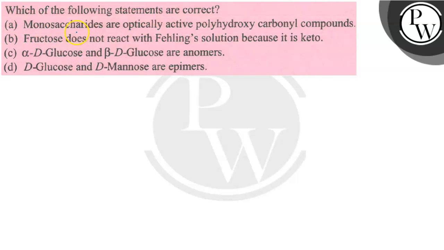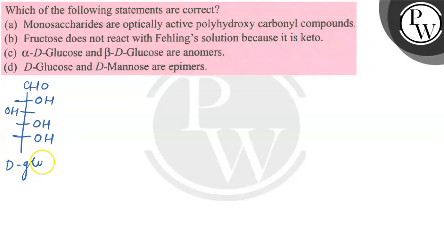ठीक है, तो फर्स्ट स्टेटमेंट यहाँ पे है मोनोसेकेराइड्स आर ऑप्टिकली एक्टिव पॉलीहाइड्रोक्सिल कार्बोनिल कंपाउंड्स. ओके, तो जो भी मोनोसेकेराइड्स कंपाउंड होते हैं, फॉर एग्जांपल हम लोग यहाँ पे ग्लूकोज ले लेते हैं, तो ग्लूकोज में यहाँ पे OH आएगा, यहाँ पे OH आएगा, and then we'll be getting OH over here and here OH over here. Okay, so this is a D-glucose. So here D-glucose means the OH will be on the right side.